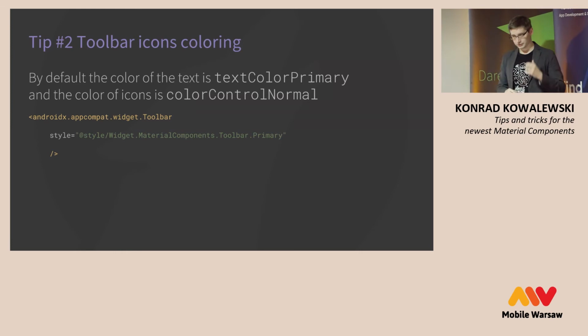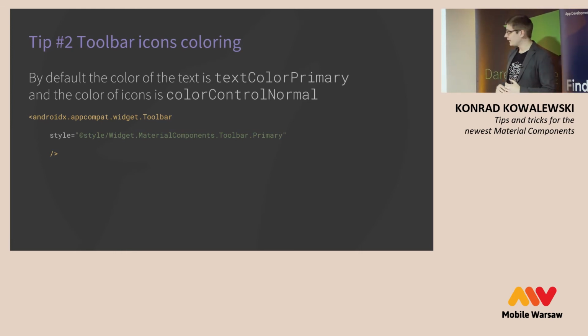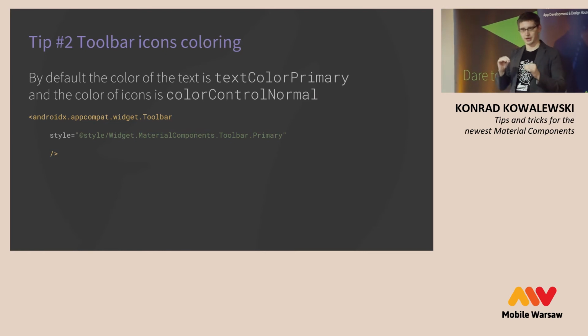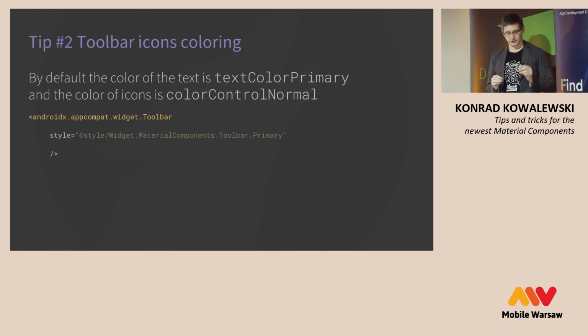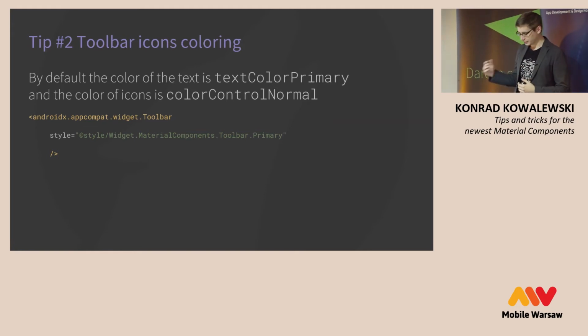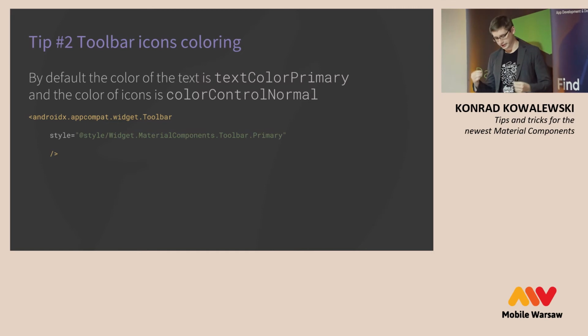We can set our toolbar to have the primary color in the background, and then it uses color on primary to draw the title and icons. So that's why the colors come in pairs. Color on primary is used when you draw some things on the color primary attribute. And this works as well with color secondary, color background, and so on.